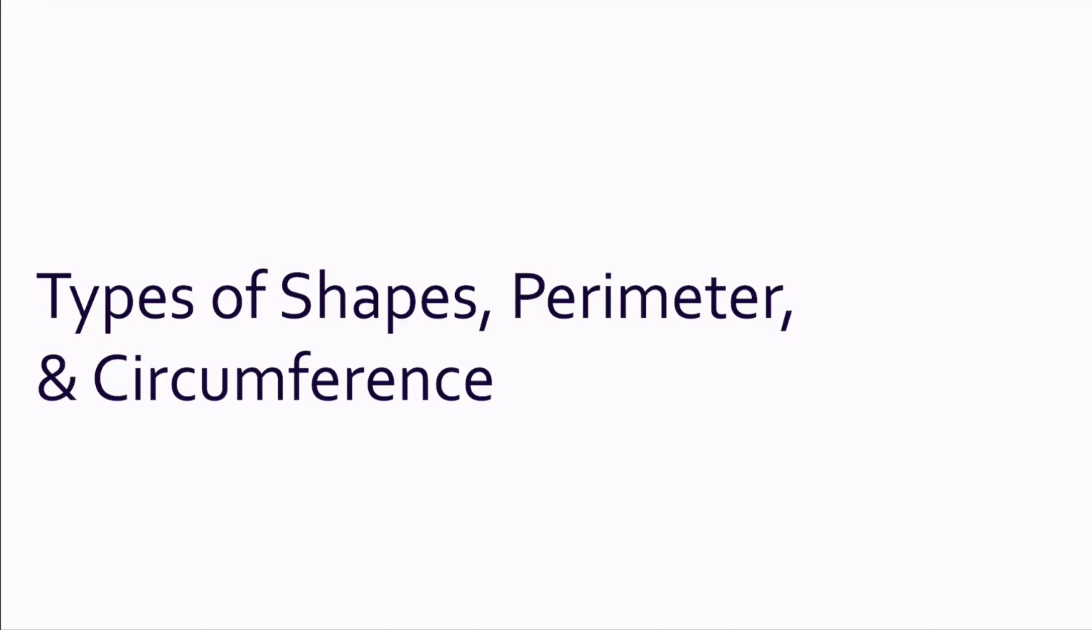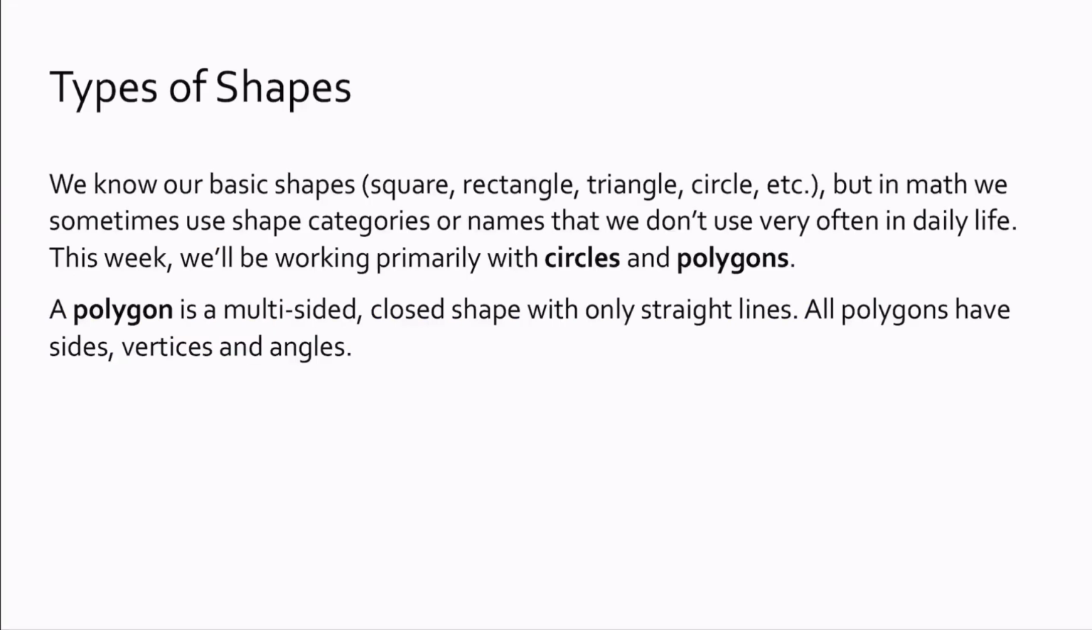So we are looking at types of shapes, perimeter and circumference. Now, we know our basic shapes like a square, rectangle, triangle, circle, but in math we sometimes use shape categories that we don't use very often in our day-to-day life. Primarily this week we'll be working with circles and polygons.